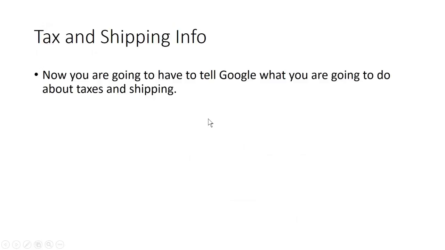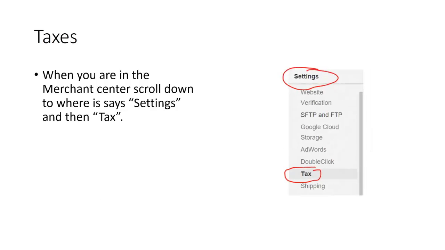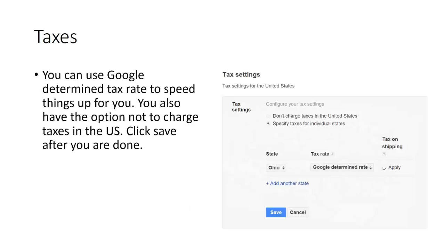Okay, so next thing, you want to set up the tax and shipping information and tell Google what you're going to do about the taxes and the shipping charges. Okay, so when you are in the Merchant Center, scroll down to where it says settings and then tax. All right. Then you're going to come to a screen that looks like this, where you can set up your tax rate, or maybe you don't want to charge taxes. And then you can have Google determine the rate that you want to tax. And then if you want to apply it to the shipping, you'll check mark that box, apply to shipping. If not, leave it unchecked. Okay.